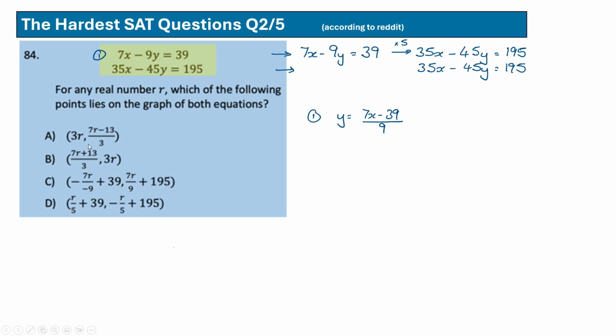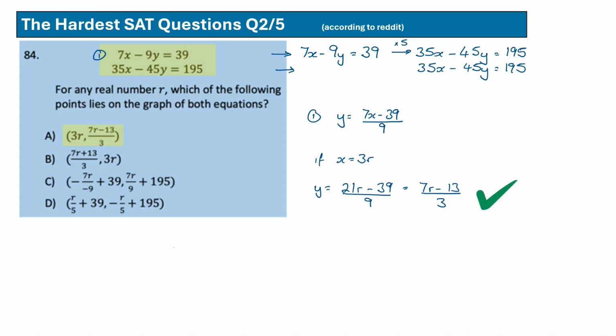So let's start with A. Let's let x equal 3r and put it into my y equation. So if I do that, well, 7 times 3r is 21r, minus 39, divided by 9. Simplify that down, that gives me 7r minus 13, which is the thing I'd expect to get. So actually, without doing any more maths at all, I think the answer is probably going to be A. So I'm quite happy with that one.